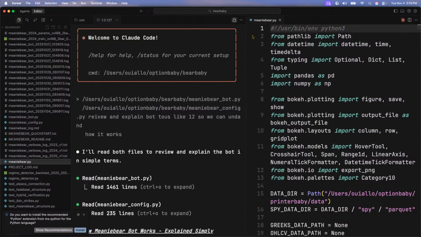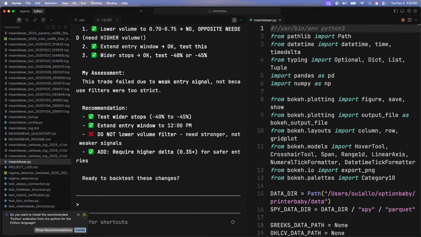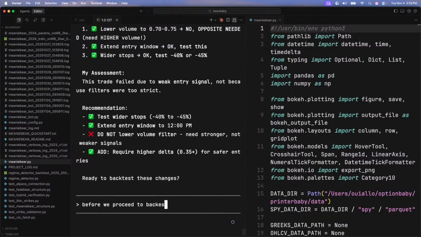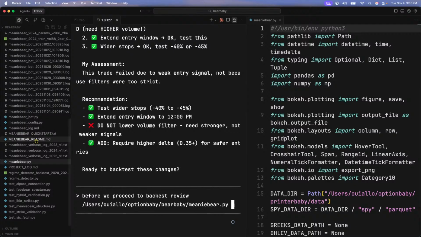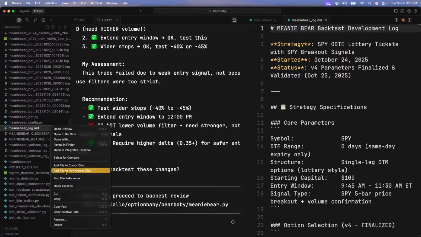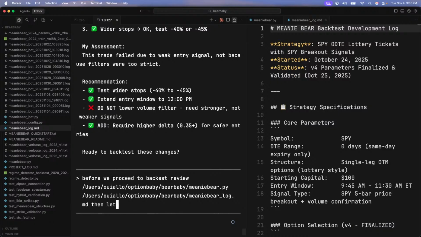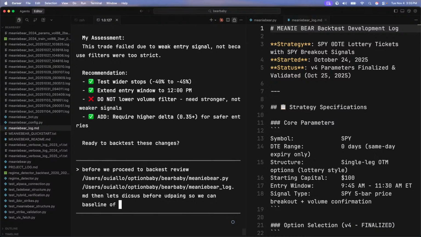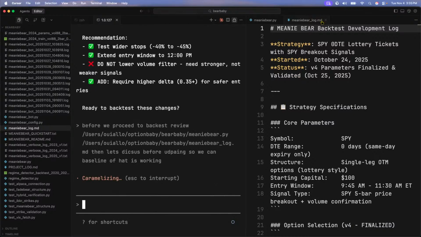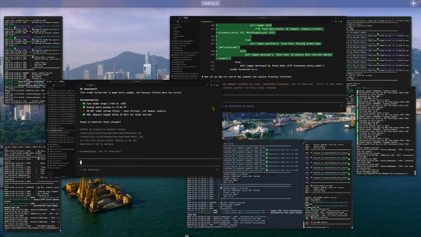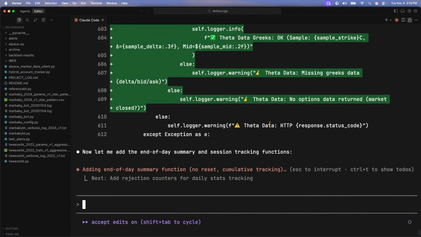Okay, this is what I'm going to do for you. Before we proceed to backtest or review, and where's the log? There's the log. And let's discuss before updating so we can have a baseline of what is working. End of day summary. Perfect.